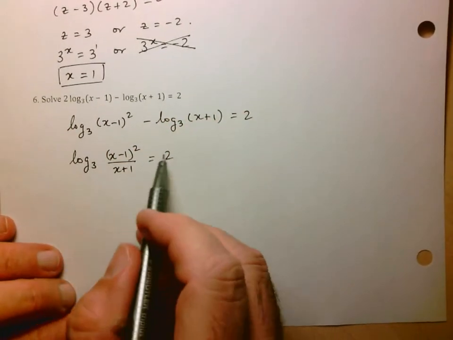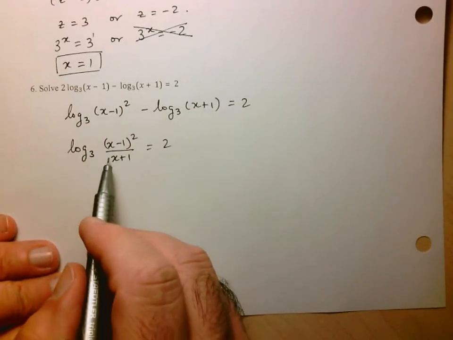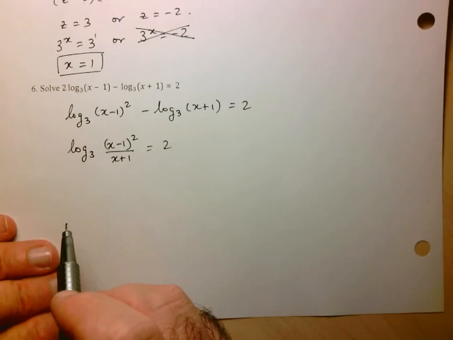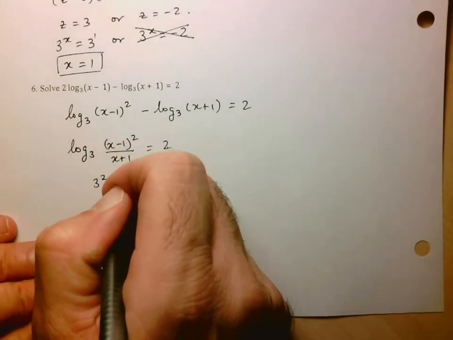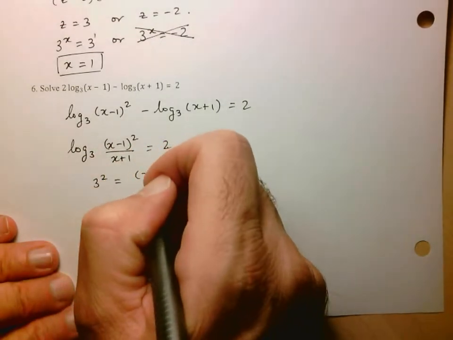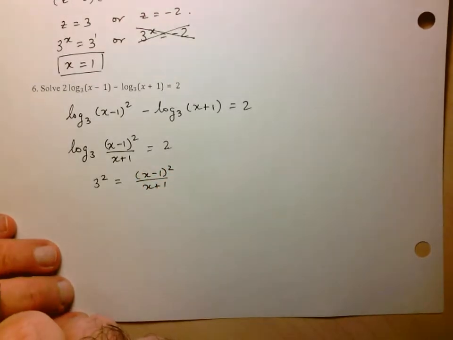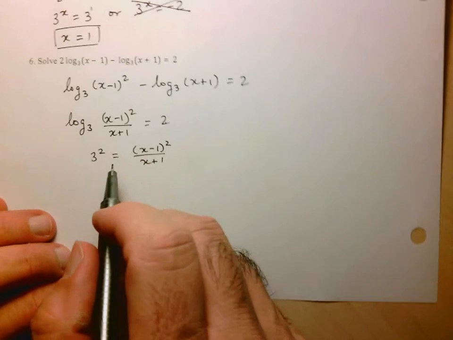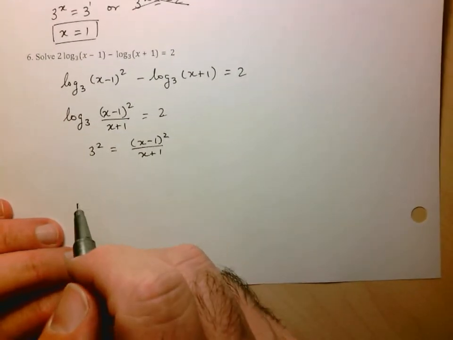And now we have the format that we need, because once we have a single logarithm equal to a number, I can now rewrite this in exponential form. Okay, so 3 exponent 2 is equal to x minus 1 squared over x plus 1. Okay, and what I'm left with is just now a rational equation. Okay, and a fairly simple one here.